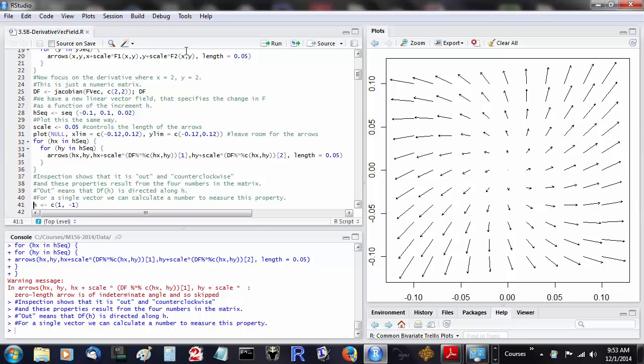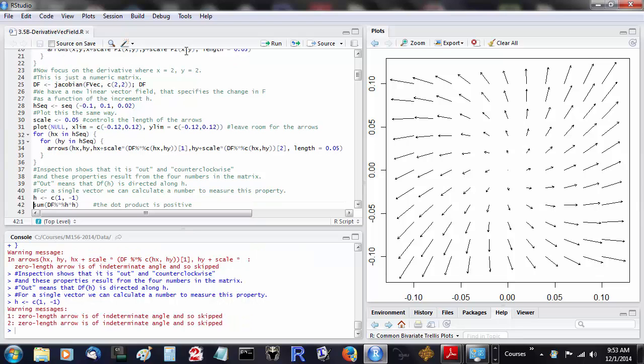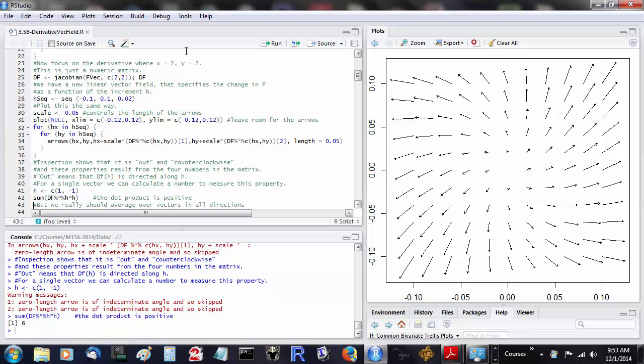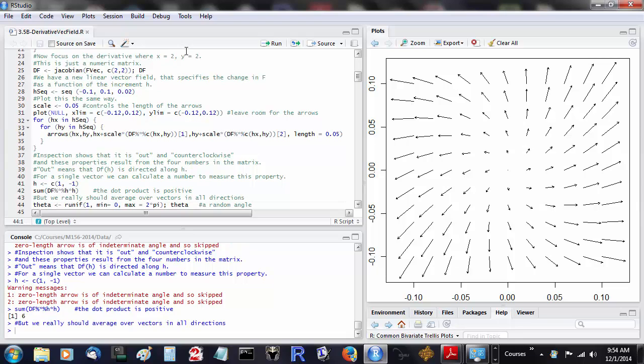Now let's see if we can come up with a number that measures divergence. If I pick a specific increment vector, for example, one whose first component is 1, whose second component is minus 1, let df act on h to get another vector, and then sum the products of the components to take the dot product. In that particular case, I get a value of 6, but I've chosen a very specific increment vector. In order to verify that the field on average points out, I need to average over vectors in all directions. In 2 dimensions, this is easily done.